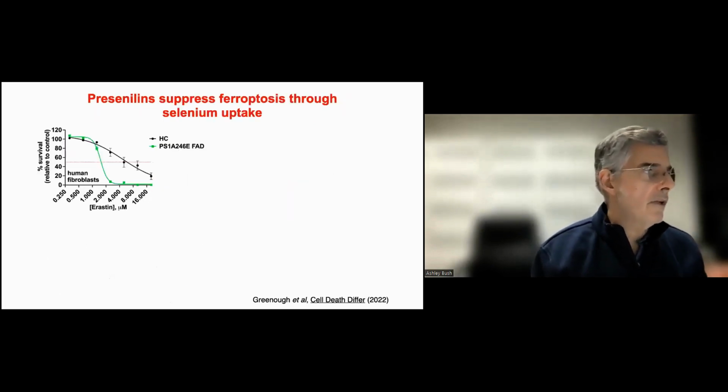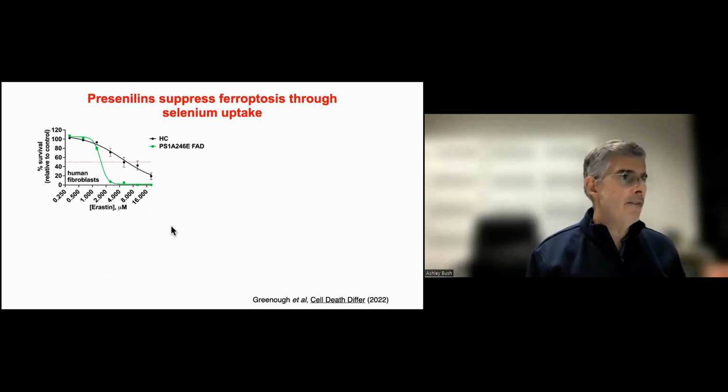We looked at fibroblasts that were derived from healthy controls and from a presenilin mutant familial Alzheimer's disease case, and we found that the fibroblasts from the mutant are far more sensitive to ferroptosis, in this case induced by erastin, but also induced by RSL3.